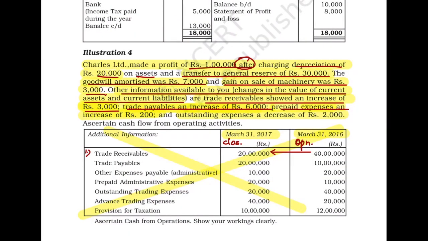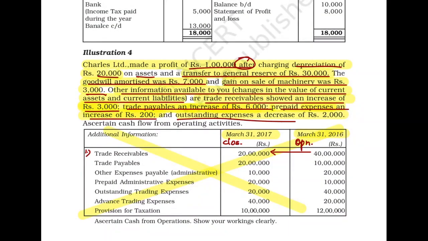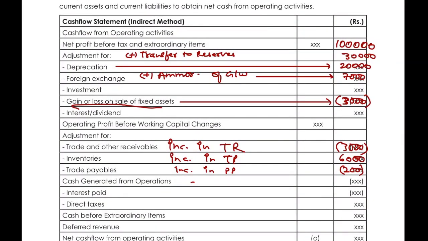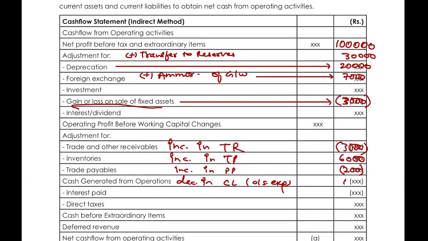Prepaid expenses an increase of 200. So again, my current asset is increasing. Increase in prepaid, that is of 200. This will be subtracted. And lastly, there is a decrease in outstanding expenses of 2,000. So that is decrease in current liability, that is outstanding expenses. How much it was? 2,000. So that will be subtracted again.